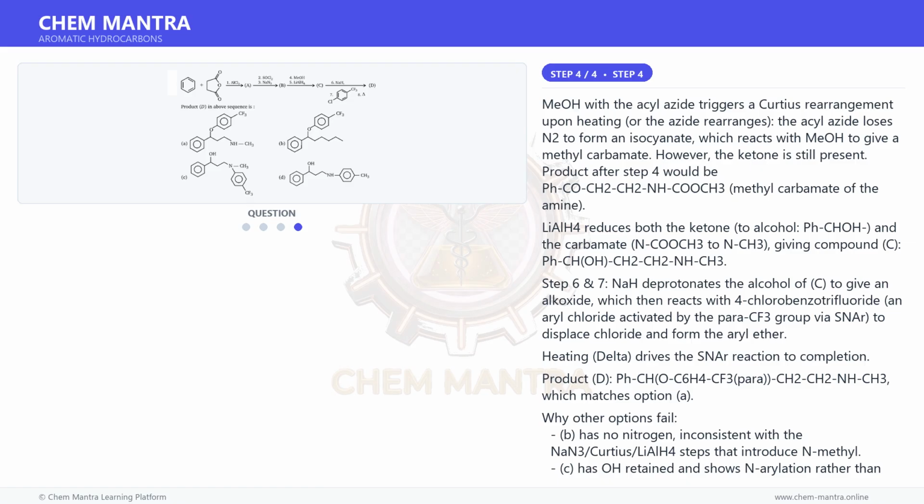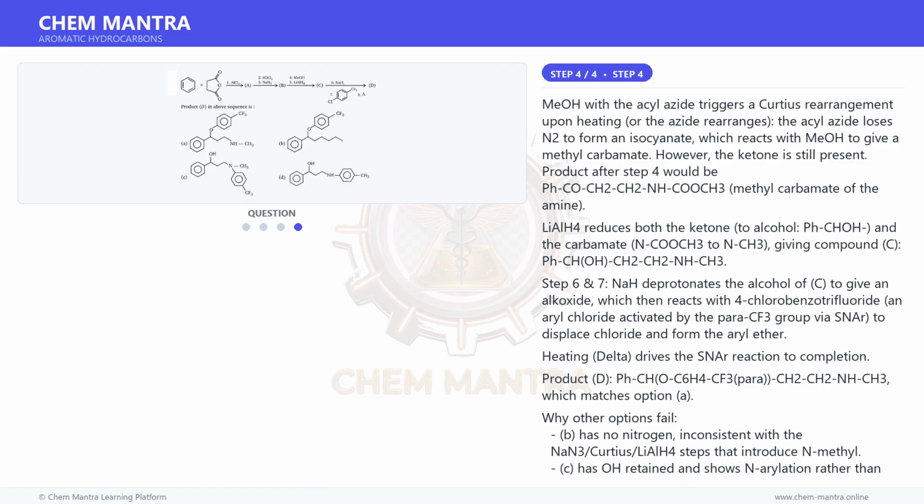Product D, PhCH(O-C6H4-CF3)-CH2-CH2-NH-CH3, with the CF3 para, which matches option A. Why other options fail? B. Has no nitrogen, inconsistent with the NaN3 Curtius LiAlH4 steps that introduce N-methyl.